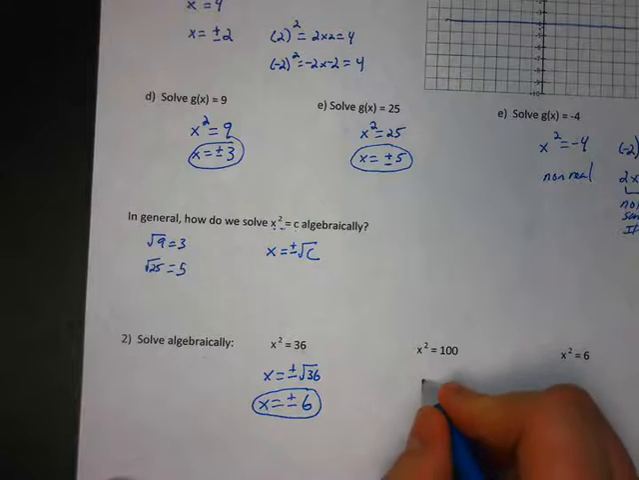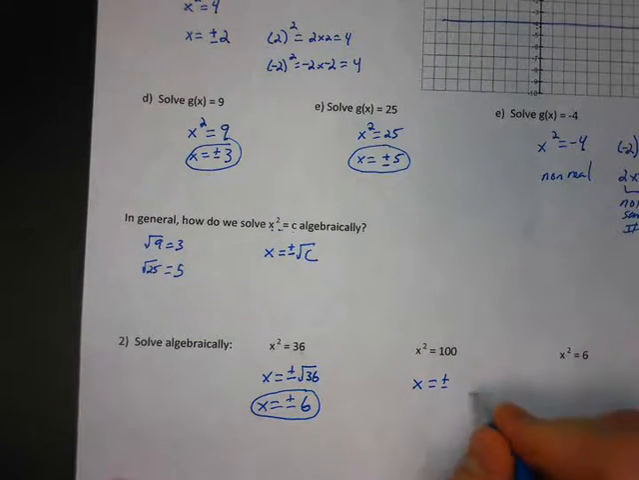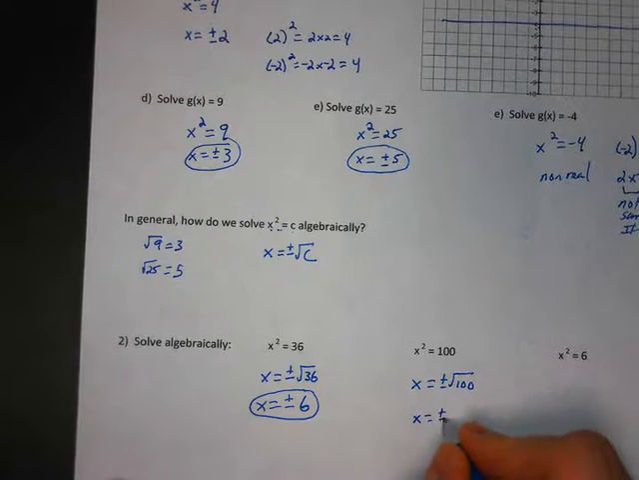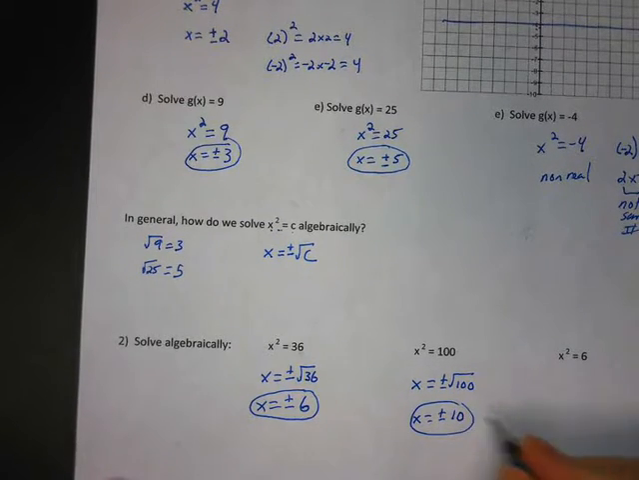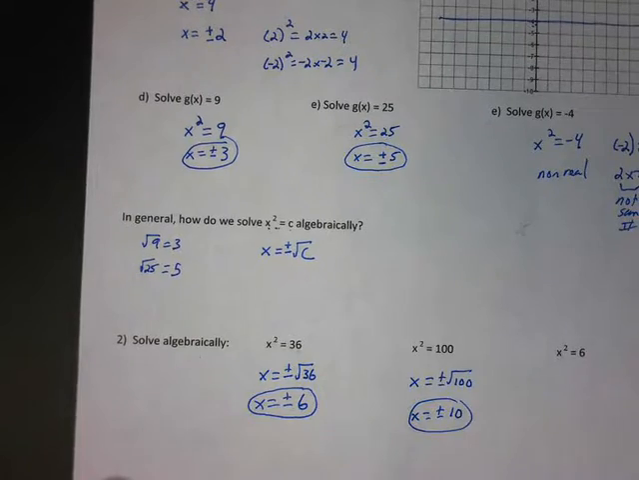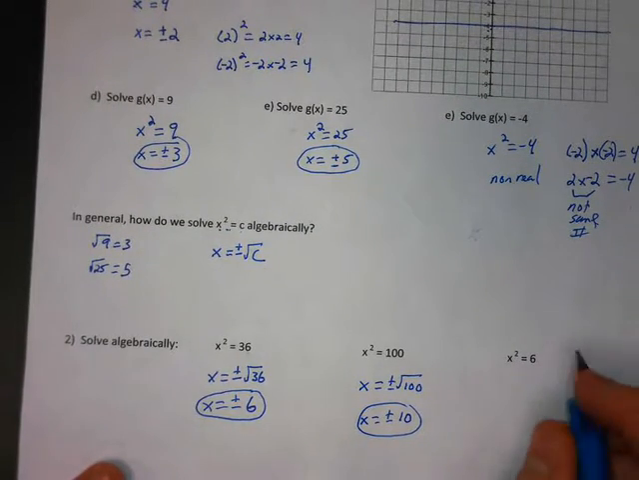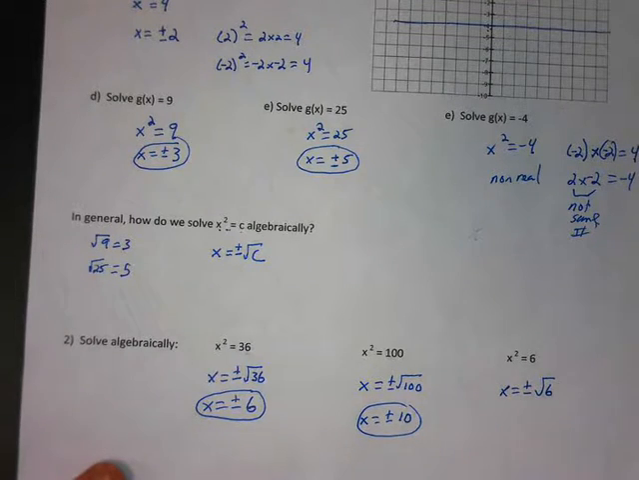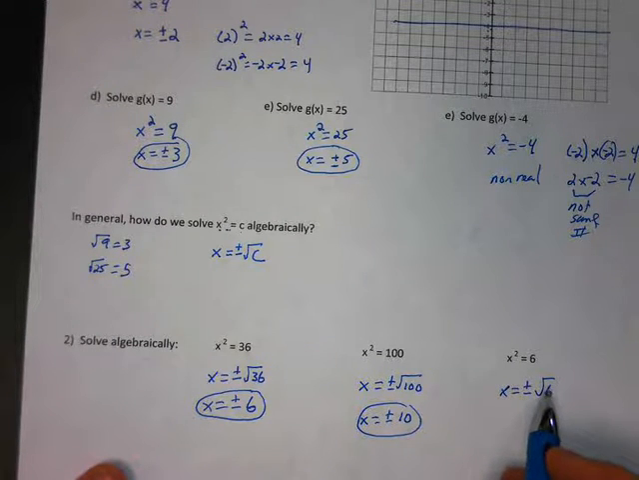For x squared equals 100, x equals plus or minus the square root of 100. And what's the square root of 100? It's 10. So x equals plus or minus 10. X squared equals 6. So plus or minus the square root of 6. Is there a nice perfect square that goes into 6, or is 6 a perfect square? Well, 2 squared is 4, 3 squared is 9, so there's not a perfect square for 6. So we're just going to leave it like that.